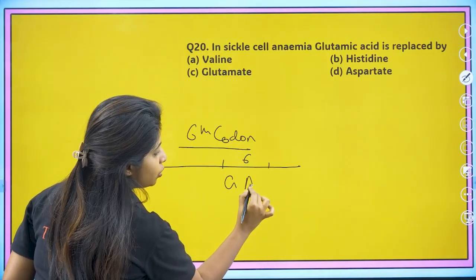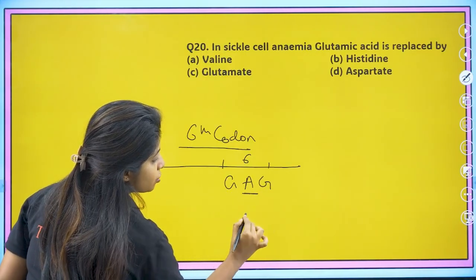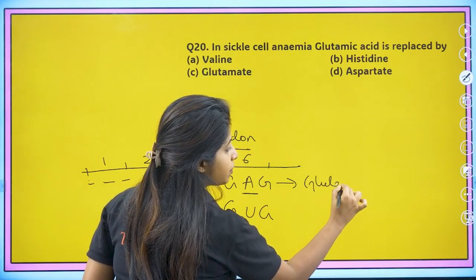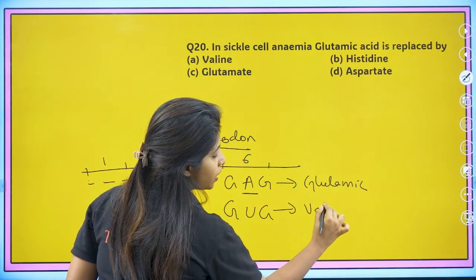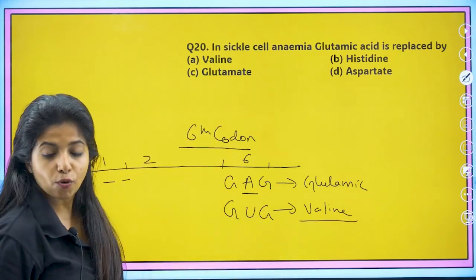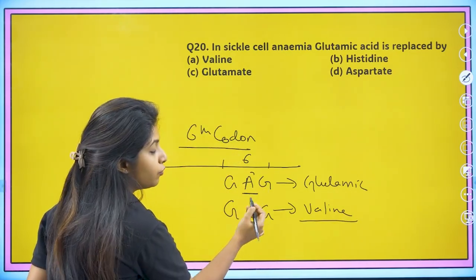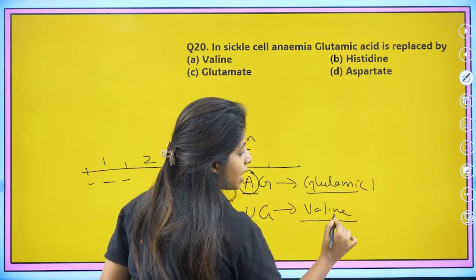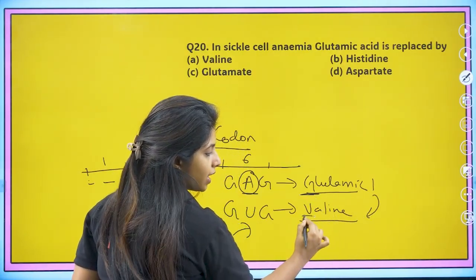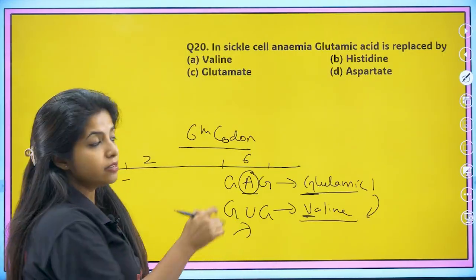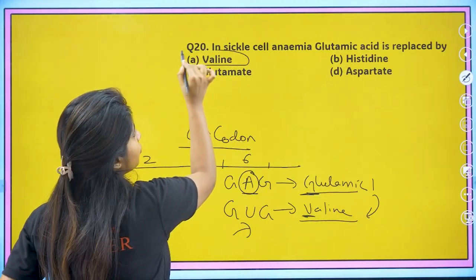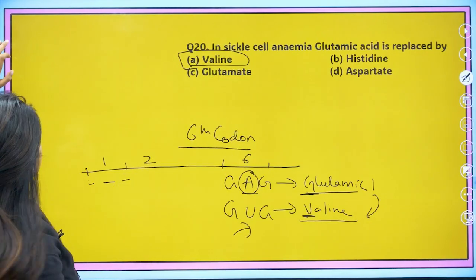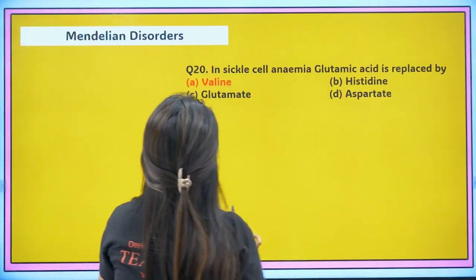Over here, initially you had GAG, but this A is replaced by U. So GAG codes for an amino acid, that is glutamic acid, but now it is coding for an amino acid, that is what? Valine. So always remember, A comes before U, so A was the first one, and now it is replaced by U. Similarly, glutamic acid comes first and then comes valine. G comes first and then comes V. You can imagine like that. So in sickle cell anemia, glutamic acid is replaced by what? Valine. Your answer is A. Cool? Done? None of the other amino acids.